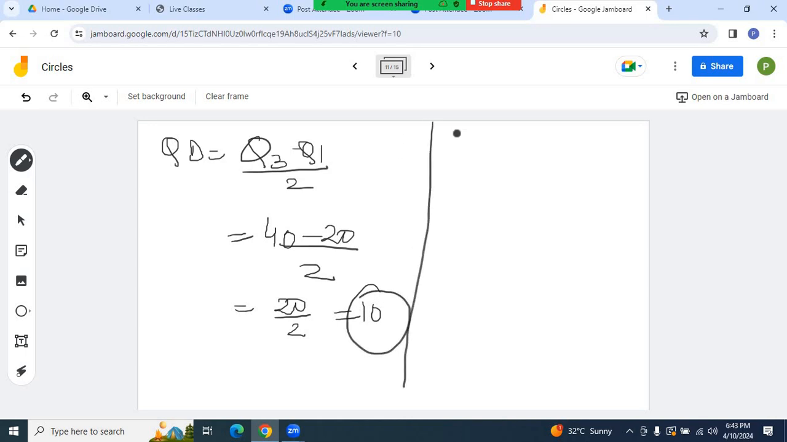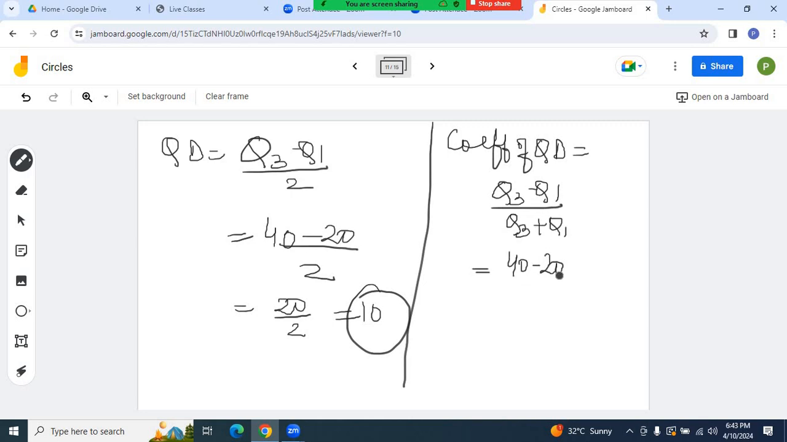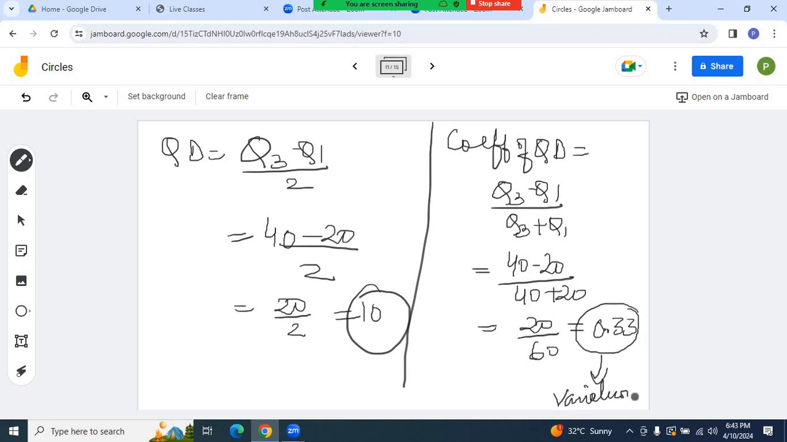And if I find the coefficient of quartile deviation, this will be (Q3 minus Q1) upon (Q3 plus Q1). 40 minus 20 upon 40 plus 20. 20 upon 60. It will be 0.33. So this much is the variation. This was a case of discrete series. You can have a look.